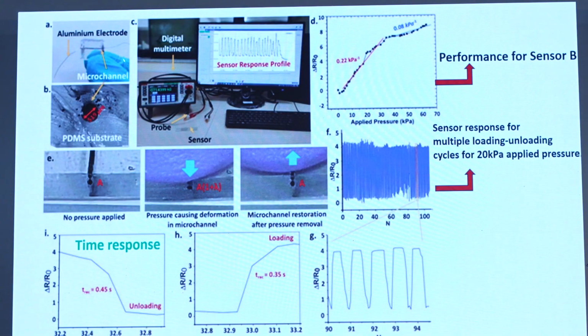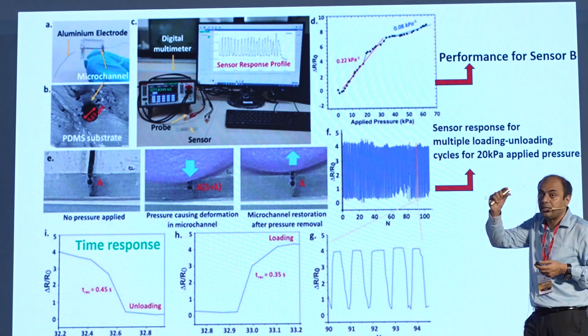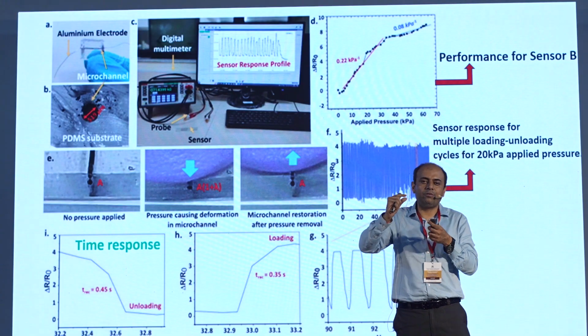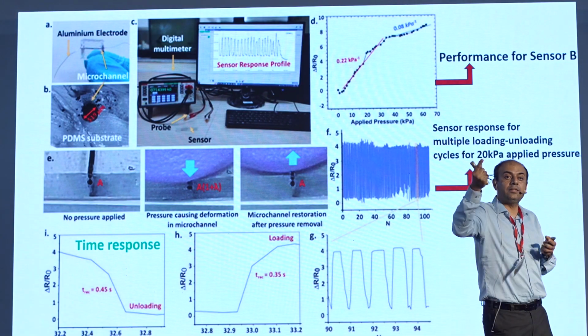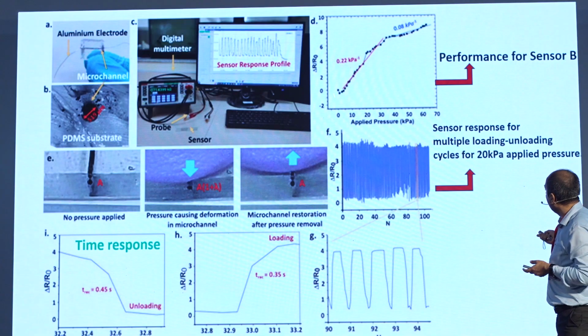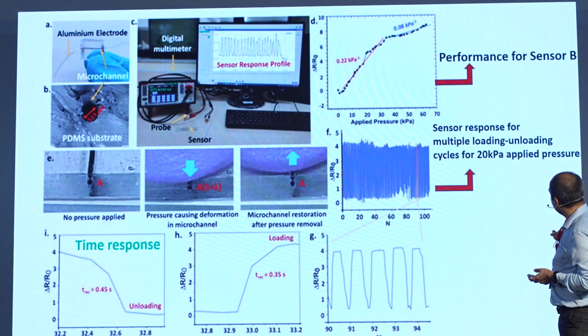So this is the microchannel. This is the actual device. This is the 520 micrometer microchannel into which you put your material. Now when you compress it, you can see that there is a decrease in cross-sectional area. And you all know if the cross-sectional area decreases, the resistance increases. So you can see that this is the data for my sensor B with my molecular crystal.